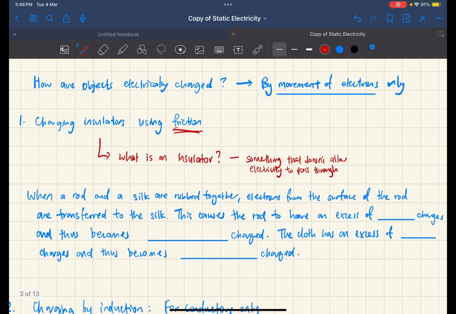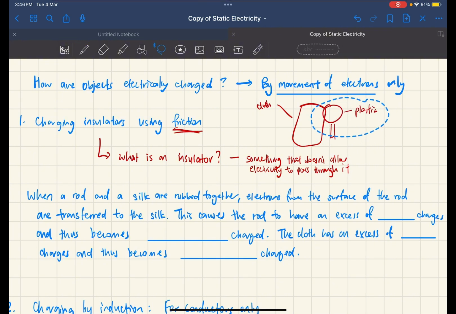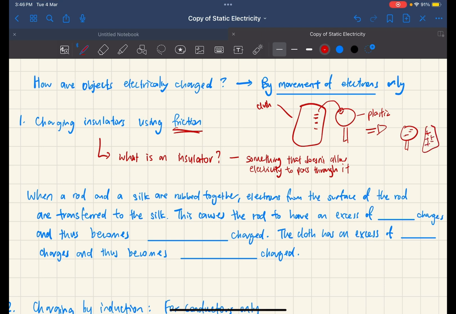Let's say I have a cloth, and a plastic sphere over here. Whenever you're using this method, you cannot use conductors. You can only use insulators. So I have a plastic ball and a cloth. If I rub them together, some electrons from here will move here. When some electrons from the cloth move to the plastic ball, you will have a plastic ball which is negatively charged, and a cloth which is positively charged. That's the idea behind charging using friction.